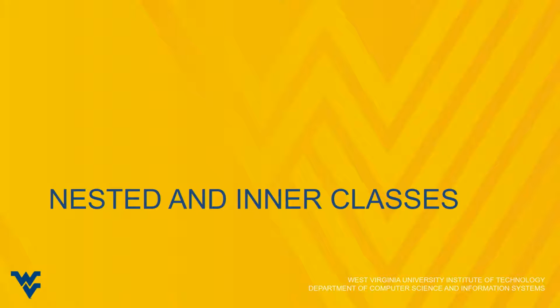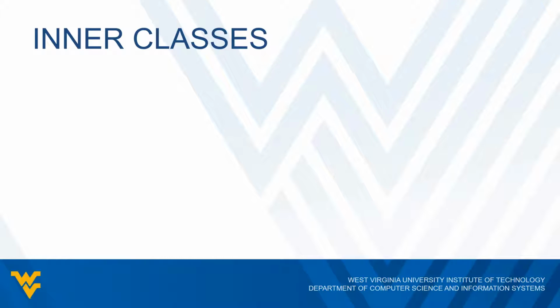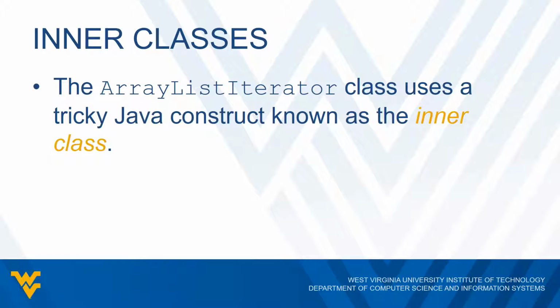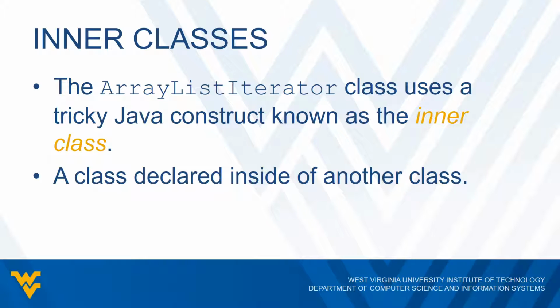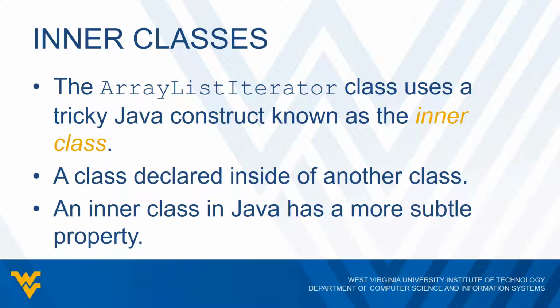We're now going to take a look at a Java concept that's used with our iterators, which we call nested classes and inner classes. Now, the ArrayList iterator class actually uses a new Java construct we haven't talked about before, which is called the inner class. Now, this is a little bit tricky to comprehend at first. So, obviously, this is a class that's declared inside of another class. However, an inner class in Java does have a more subtle property.